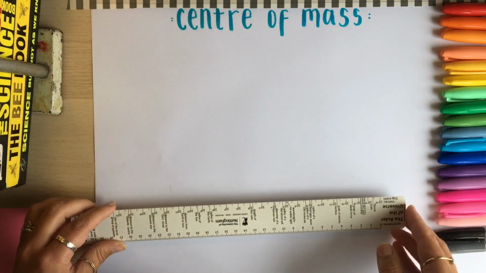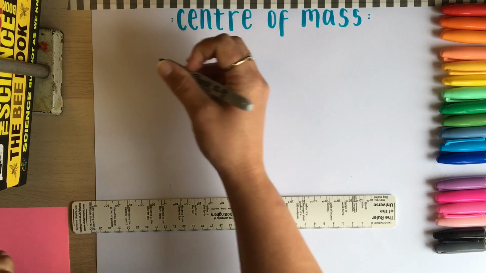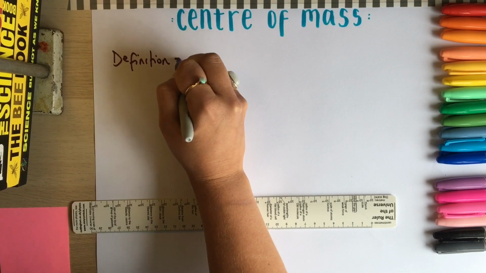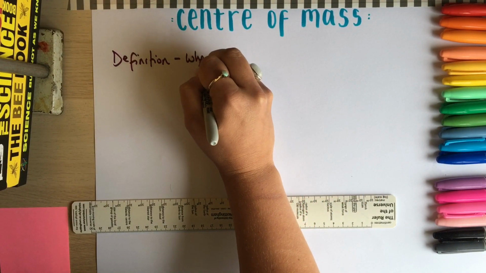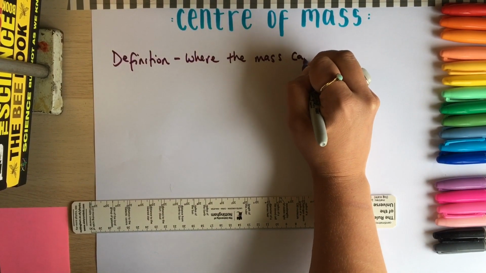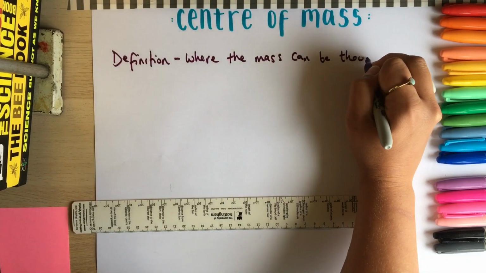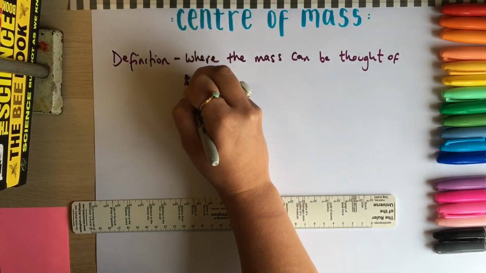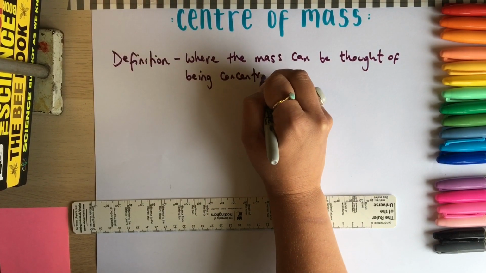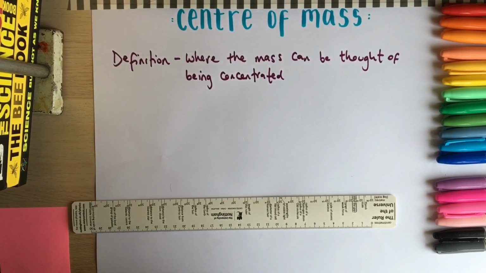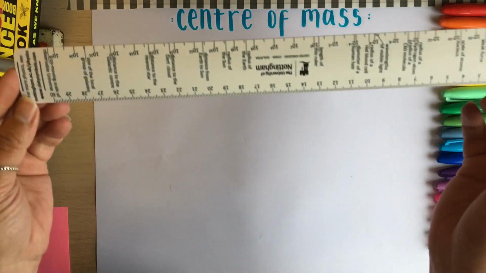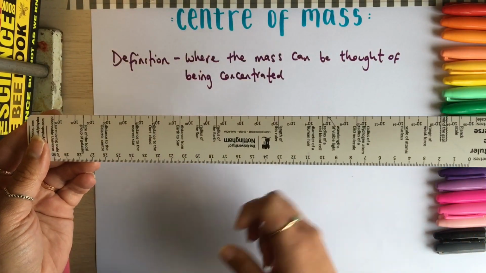So the centre of mass, by definition, is the point where the mass can be thought of as being concentrated. So it's one point where we can consider the mass to be concentrated. And there's a way that we can test this, which I can show you with this ruler.